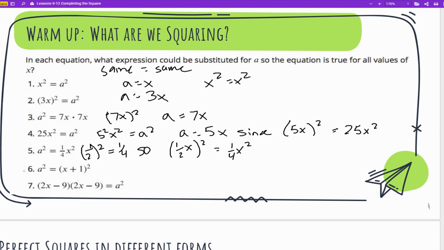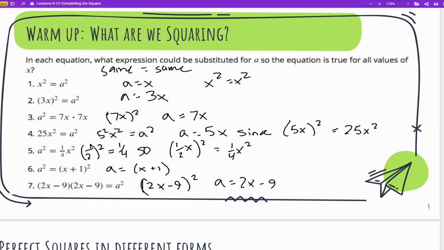Okay. Now, what if we get to expressions like this? If I have something that's squared and the thing that's squared over here is x plus 1, well, that's just a straight up replacement, right? So I know that a equals x plus 1. What about down here? Remember, the definition from before, something squared is multiplied by itself. So that must mean that we have 2x minus 9 squared. And so a equals 2x minus 9. See? Okay, so recognizing from each expression, the idea is, can you recognize what thing has been squared?